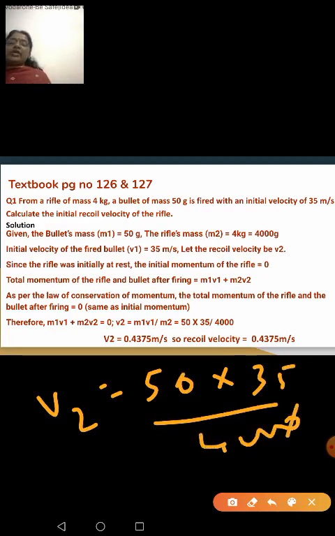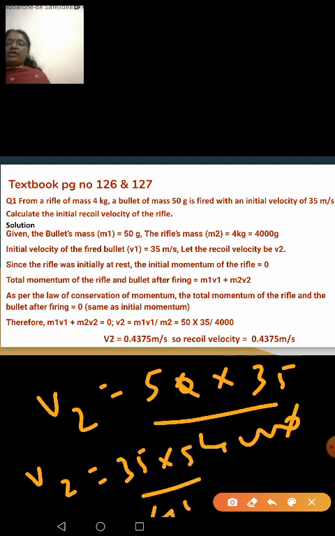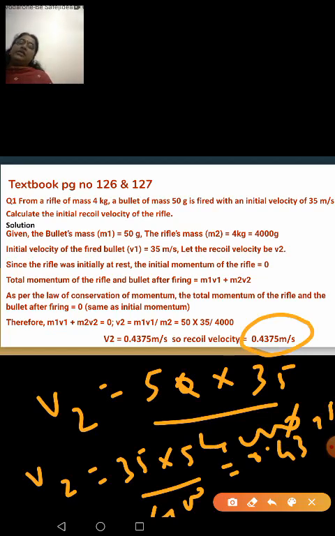This 0 and this 0 I can cancel. Then I will write V2 is equal to 35 into 5, because this 0 is already cut, upon 400. Here also 1 zero has gone. Now when you cancel this, when you multiply and divide, you get the value 0.4375. Clear? That is the recoiling velocity of the gun.